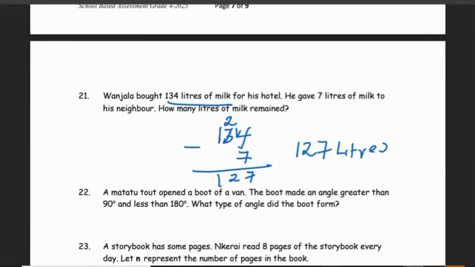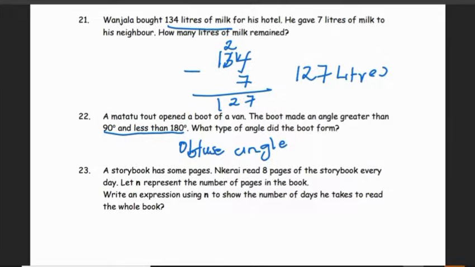A matatu tout opened a boot of a van. The boot made an angle greater than 90 degrees and less than 180 degrees. What type of angle did the boot form? So the angle that is greater than 90 degrees, but it is less than 180, we refer to it as an obtuse angle. So you have an obtuse angle.